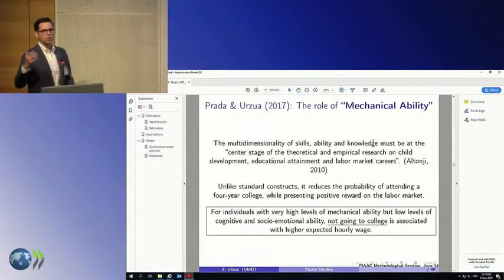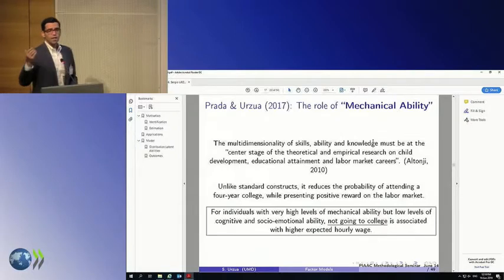So we know abilities are multidimensional. We have been talking about cognitive and socio-emotional, but in principle, within those two categories, you have multiple dimensions. So what about mechanical ability? Mechanical ability is something like dexterity, something that, as kids, you see kids improving and so on.